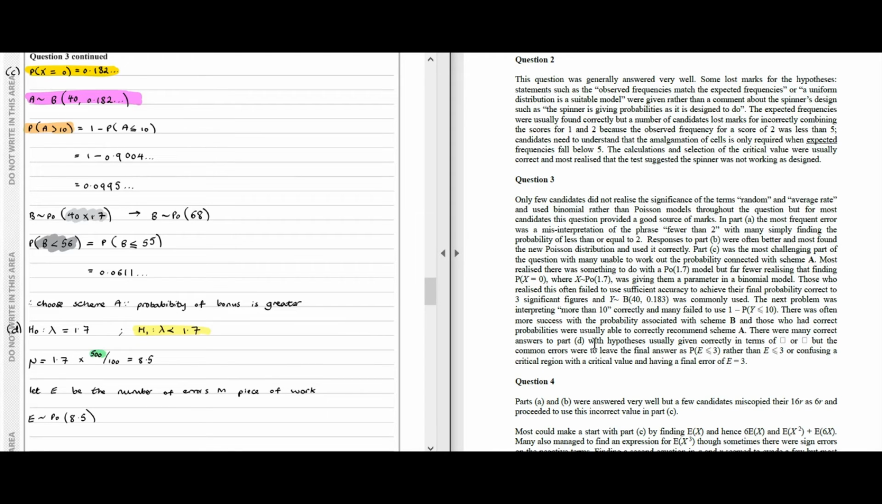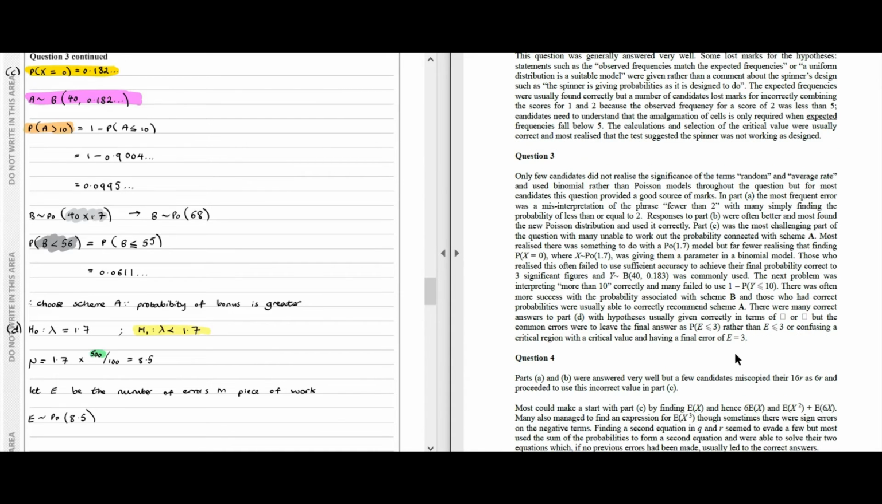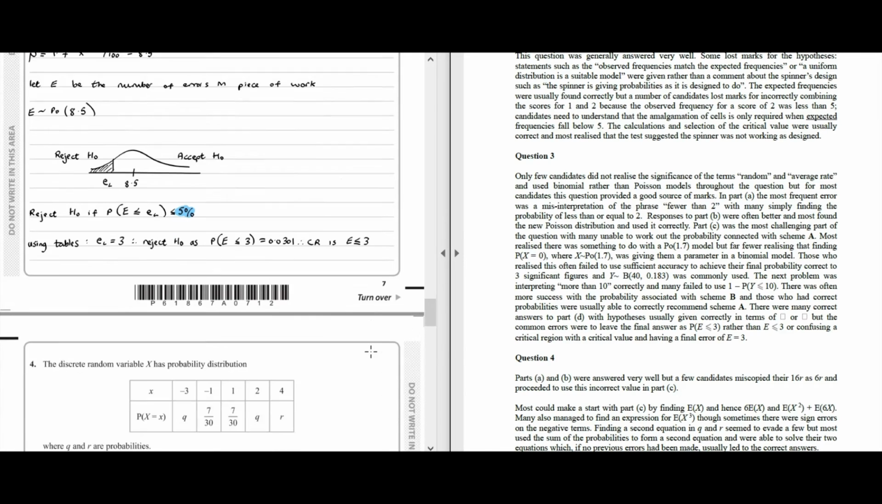There were many correct answers to part D, with hypotheses usually given in terms of something missing here. But the common errors were to leave the final answer as the probability of being less than or equal to 3, rather than the expected being less than or equal to 3, or confusing a critical region with a critical value and having a final answer of E equals 3. So because it says region, we have to give an inequality.